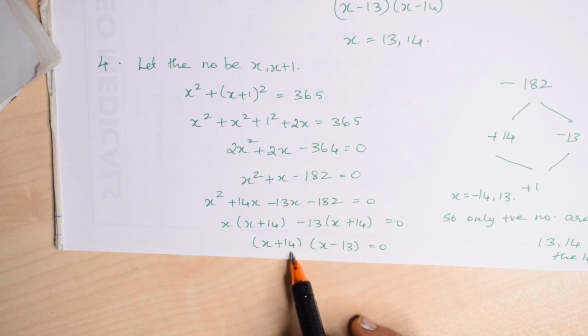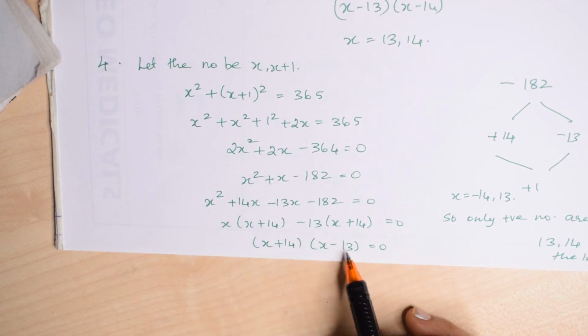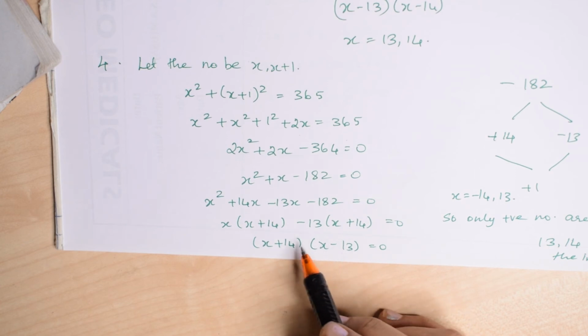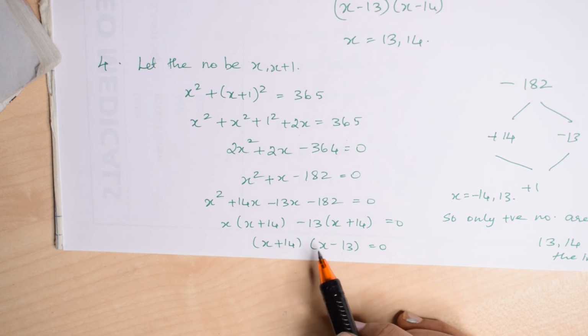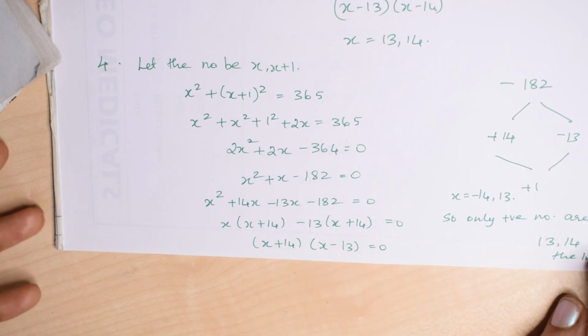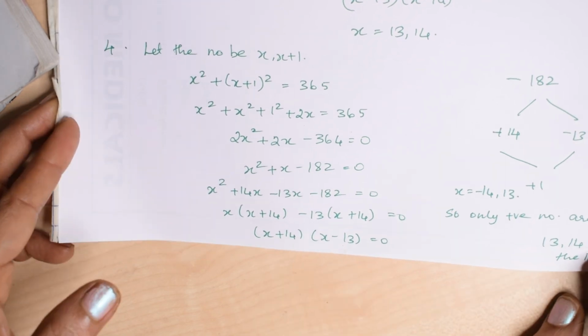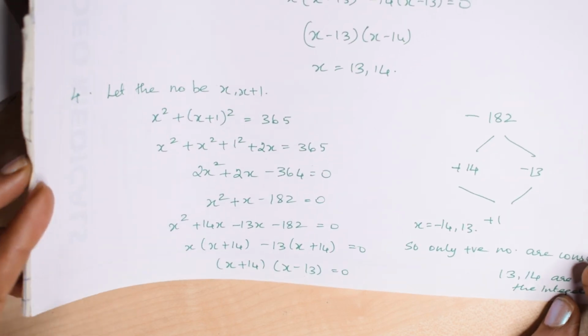So x plus 14 on the other term is x minus 13. So the value of x can be minus 14 and plus 13, but they asked only for positive numbers, right? So the numbers are 13 and 14. This number cannot be the answer because they are asking only for the positive numbers. So the two next integers are 13 and 14.